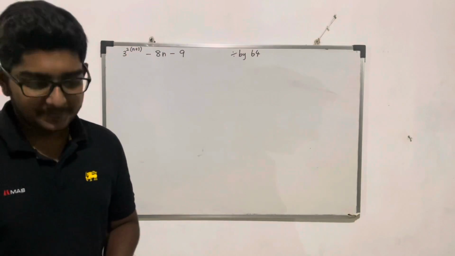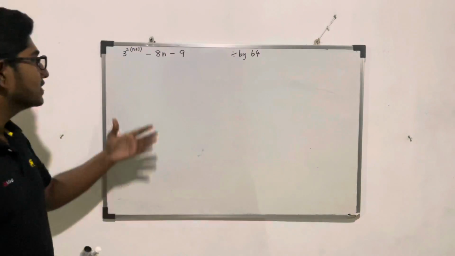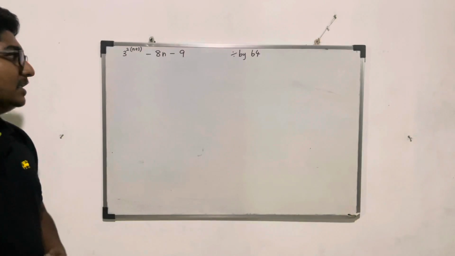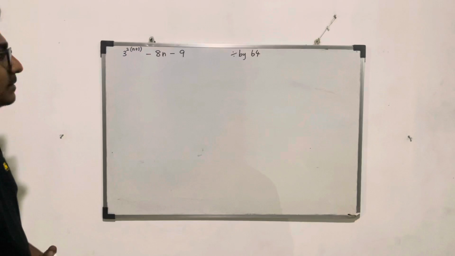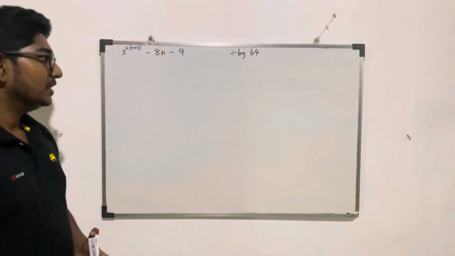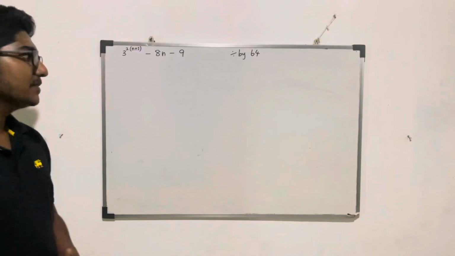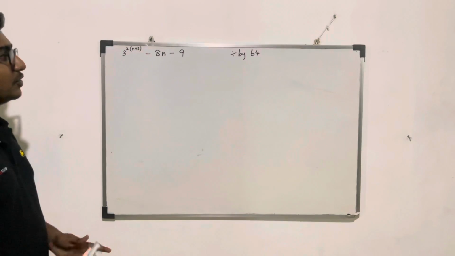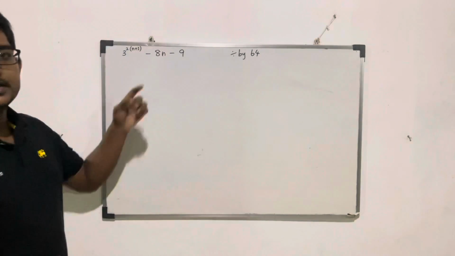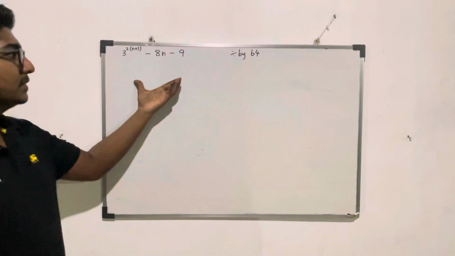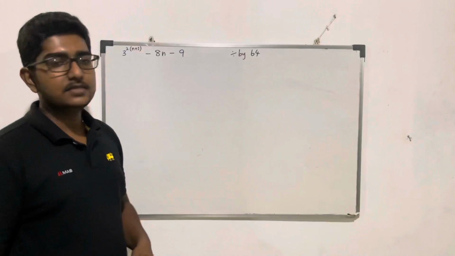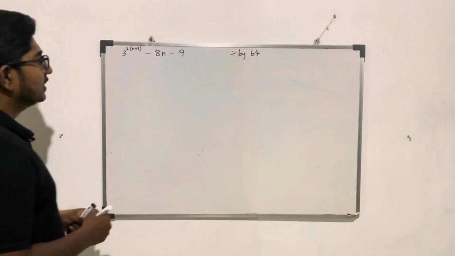Question number 9. Prove that this statement is divisible by 64 using mathematical induction. So mathematical induction is a method of proving a statement or equation which is true or false. The first step is to show the statement is true when n equals 1. So n is the variable here. We have to show this statement. What is the statement? This expression is divisible by 64. So we have to substitute n equals 1.